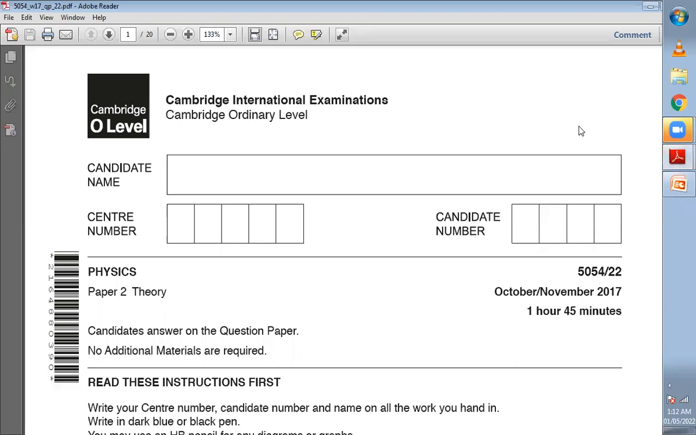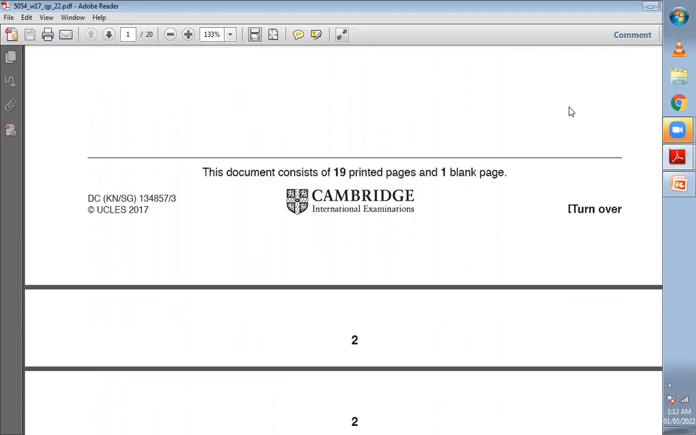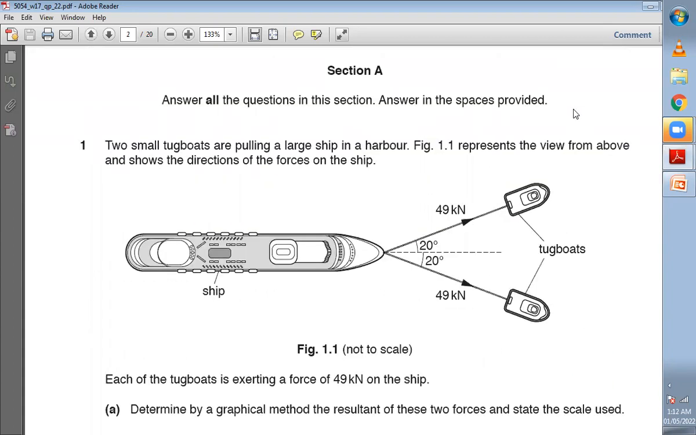Okay, so October-November 2017, paper 2. This paper belongs to Zone 2, Variant 2. And today we are going to solve its section A only in this session. Two small tugboats are pulling a large ship in a harbor. Figure 1.1 represents the view from above and shows the directions of the forces on the ship.